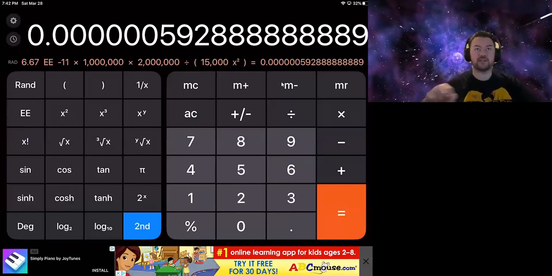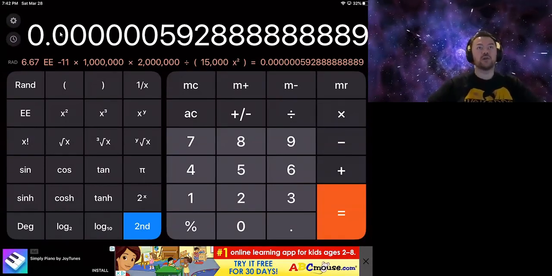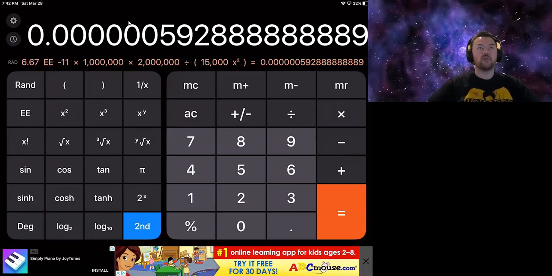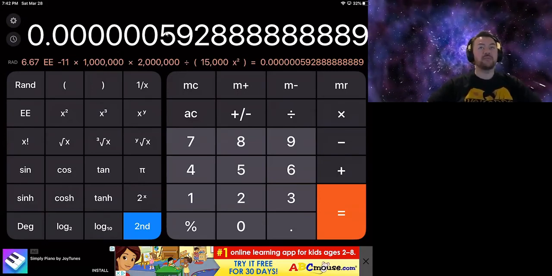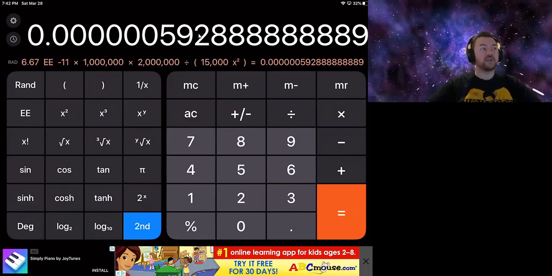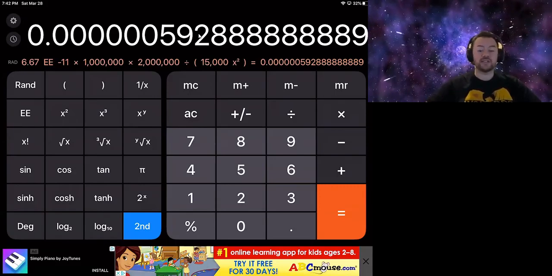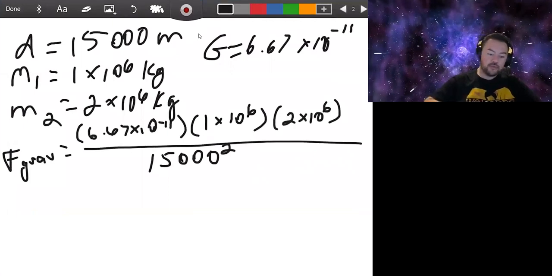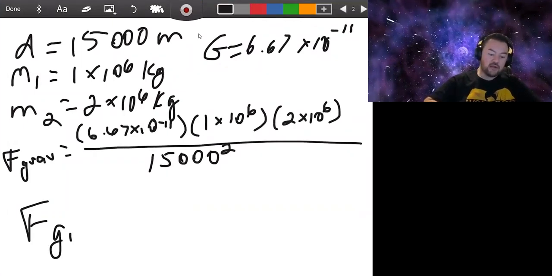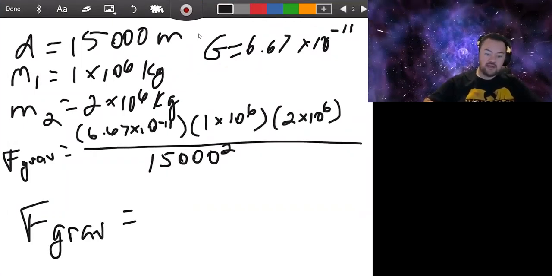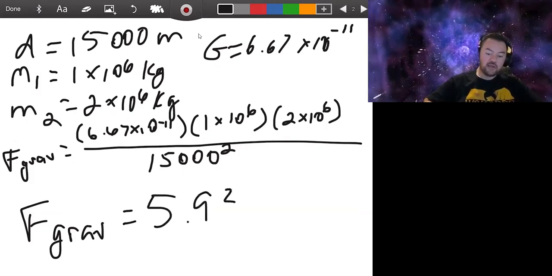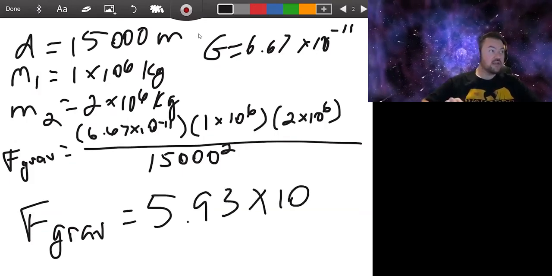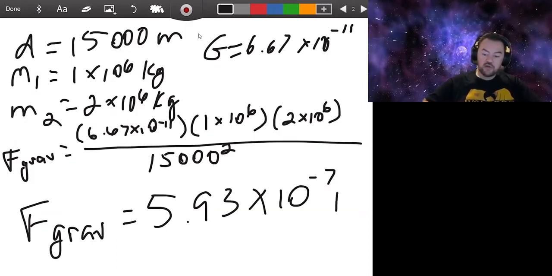That's my correct answer. So what is that answer? Well, 1, 2, 3, 4, 5, 6, 7 places. If I put that into scientific notation, you're supposed to round that to 3 significant figures. That means our force of gravity is 5.93 times 10 to the minus 7 newtons.